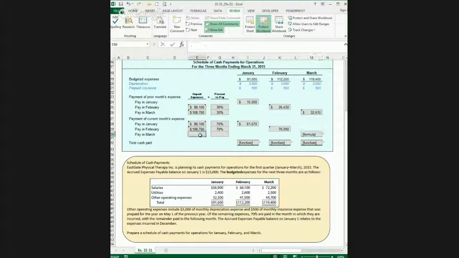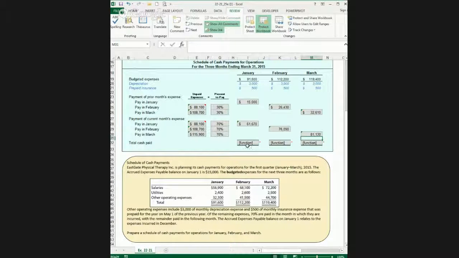And finally, for March, we would take the total expenses in March less the sum of the non-cash expenses in March, depreciation and prepaid insurance of $3,500, to arrive at $115,900. 70% would be paid in the month of March, and so let's just prepare that formula, taking the cash expenses for March times the percent to pay in March, 70%, to arrive at $81,130.